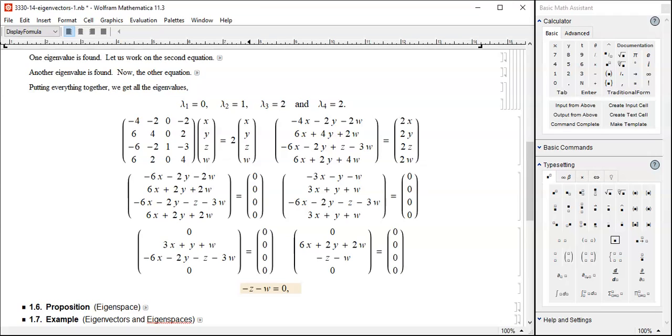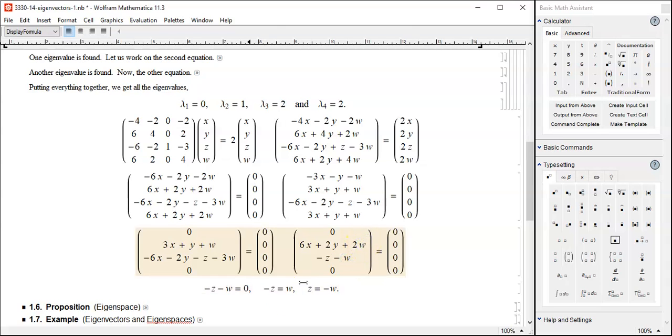So if I flip z to the other side, negative z is equal to w. So z equals negative w, okay. Let's solve everything with respect to w. Okay, all right. We got that.